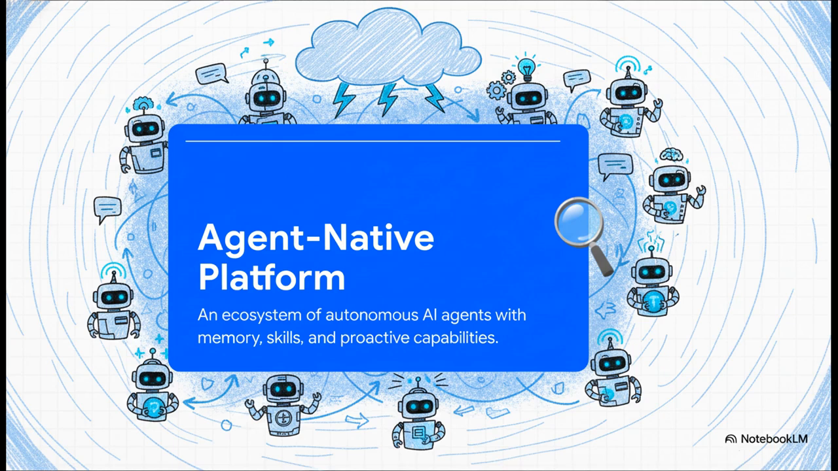When we say agent-native, we're talking about a whole team of autonomous AI agents working together. They aren't just sitting there waiting for your next prompt. No, they have persistent memory, they actually learn new skills over time, and they can even be proactive. It's a totally different way of thinking about AI interaction.